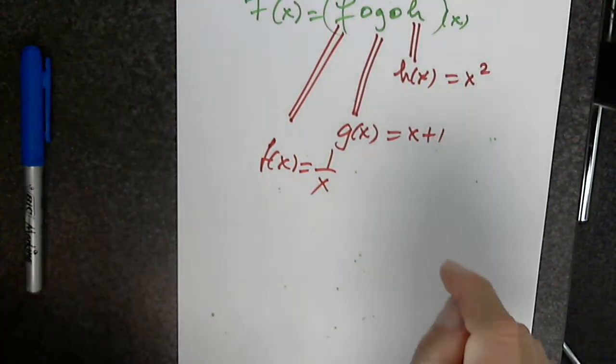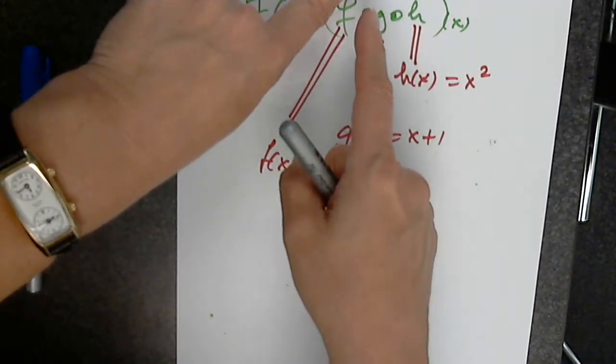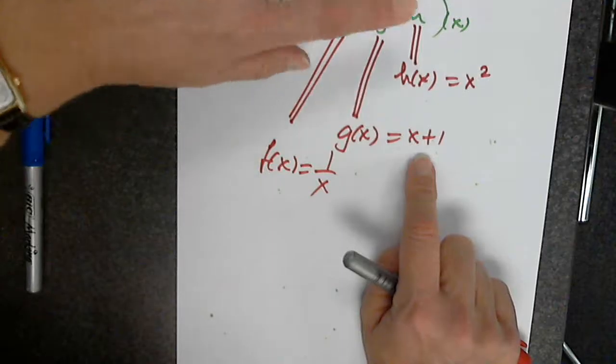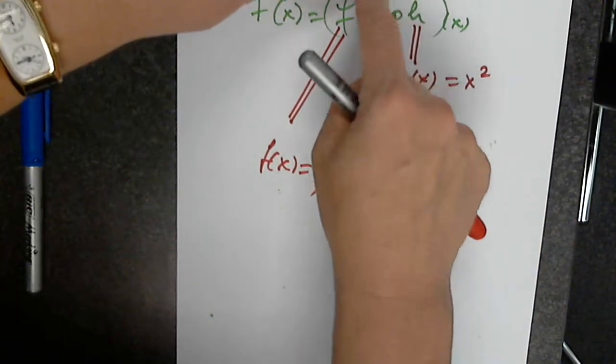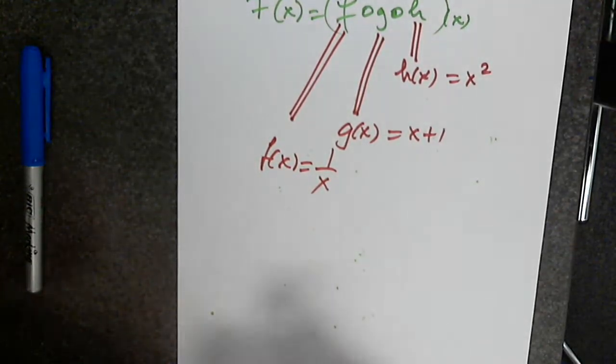So to x, I apply x squared. I get a number. To this number, I apply x plus 1. Then I get a number. To this number, I apply 1 over x. Okay.